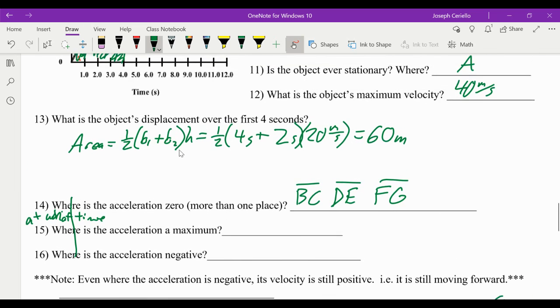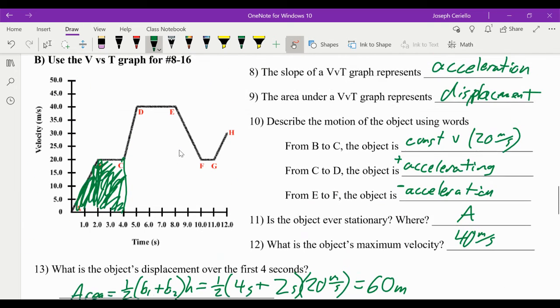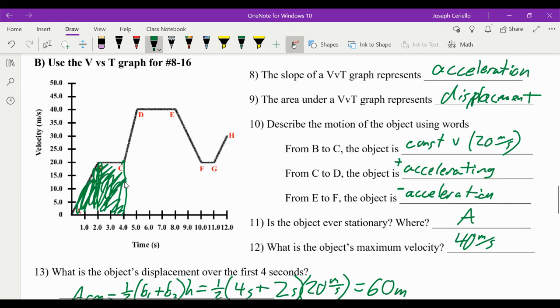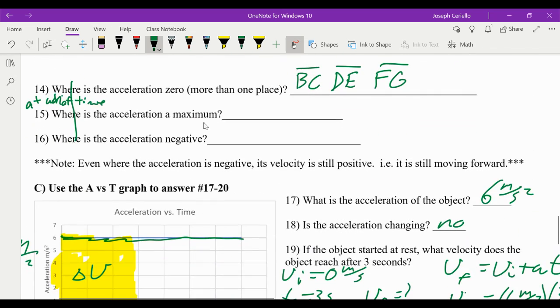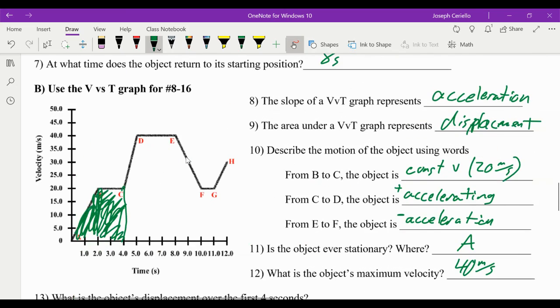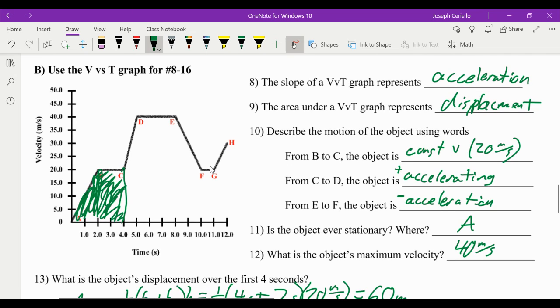Where is the acceleration at maximum? Again, acceleration is the slope. So where's the maximum slope? Looks to me like the steepest part is going to be C to D. Where's the acceleration negative? So where's the slope negative? E to F.